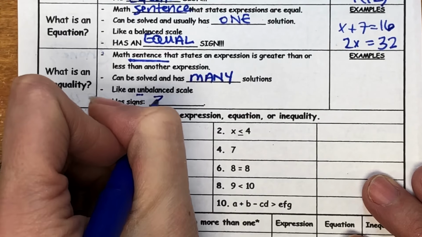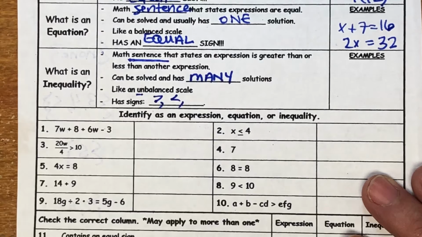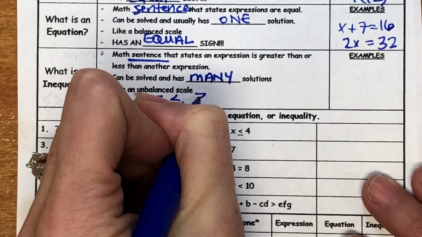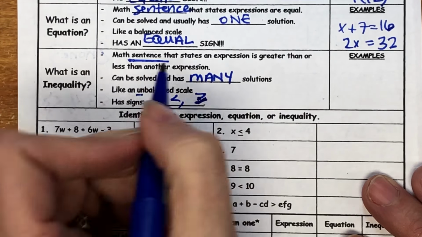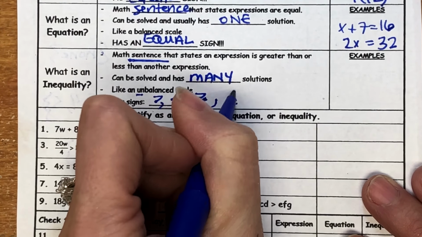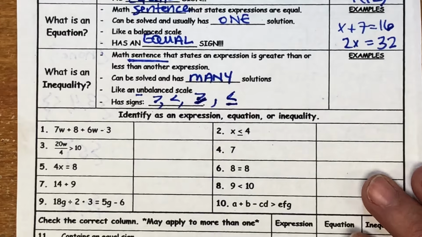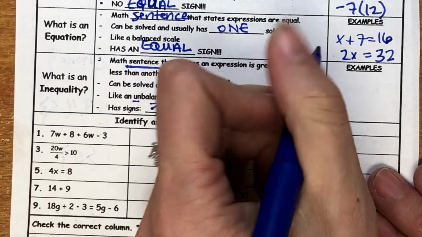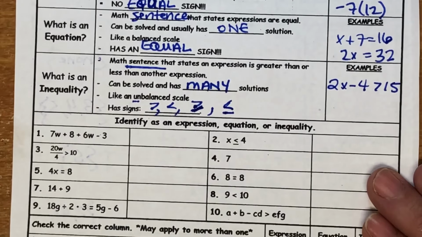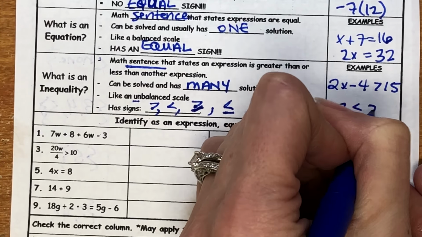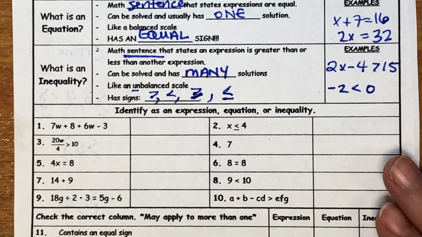So you have your greater than sign, your less than sign, and then you have your greater than or equal to. So if you have a little line under them, that means or equal to, and then less than or equal to. Okay? So some examples include 2x minus 4 is greater than 15. And then negative 2 is less than 0. Those are all inequalities. Okay?